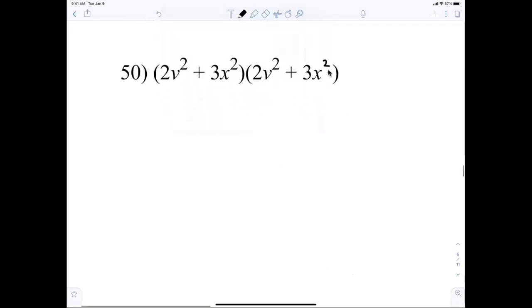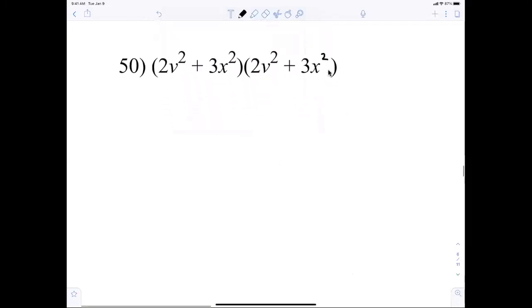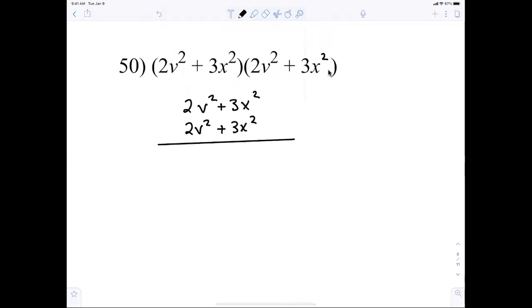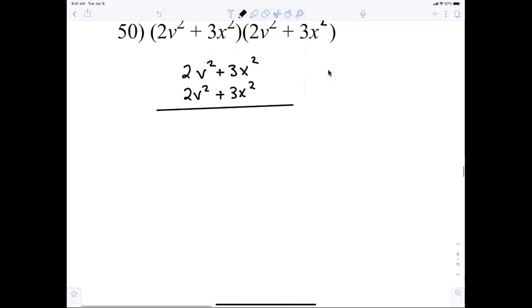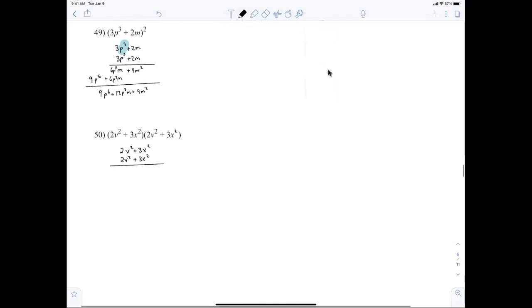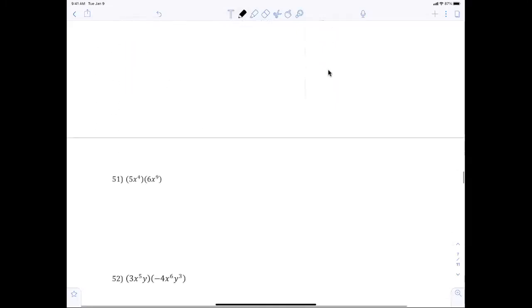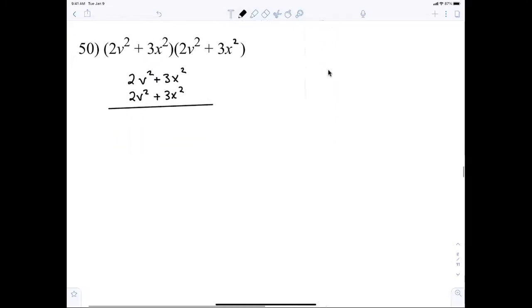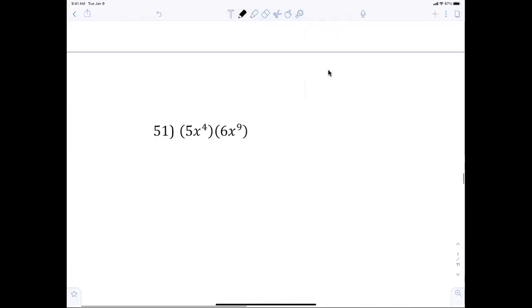Now, what I want to do is, well, it doesn't matter. All right, let's write it. 2v squared plus 3x squared. Come on now. Multiply, you add exponents. Oh wait, I'm doing number 50 anyway. No, you don't square them individually now. So do that tonight.